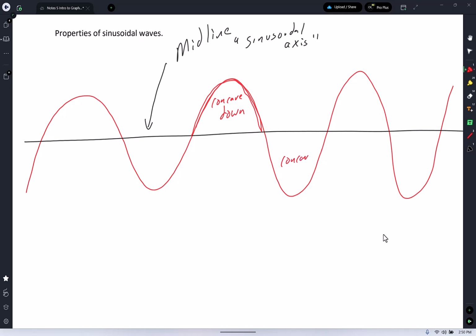Is it called the sinusoidal axis because that's the sine graph? Like, it's the sine graph, and then it's just the axis. Never mind. Keep going, miss. That point right there that cuts it from concave down to concave up, that's called a point of inflection. So that's also a point of inflection.